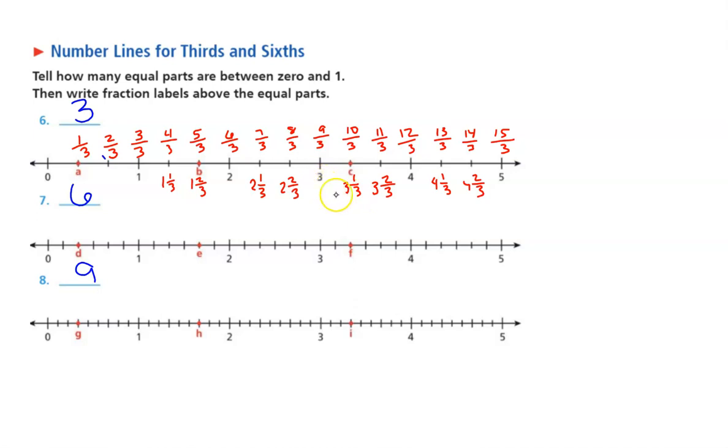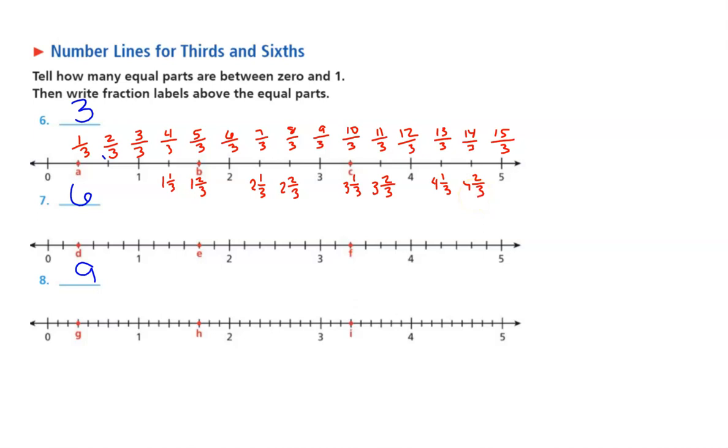These numbers that are between 3 and 4 have a 3 as their mixed number. And then the numbers between 4 and 5, for example, have 4 at the beginning of their mixed number. So it all just depends on where you are along your number line, what you're going to label.